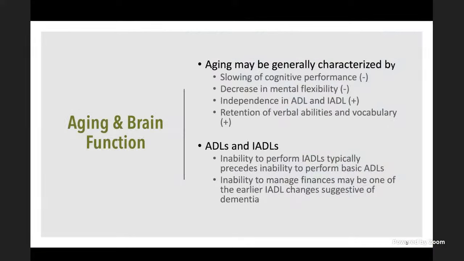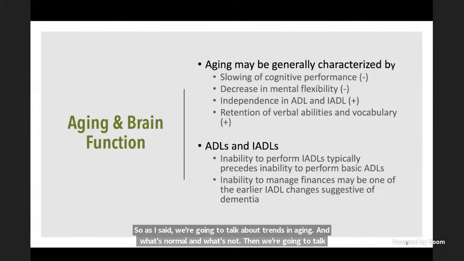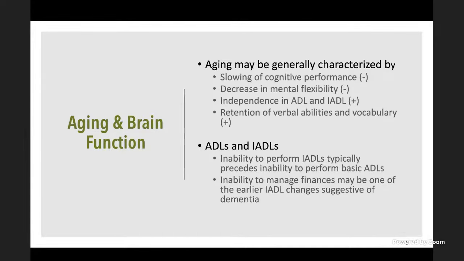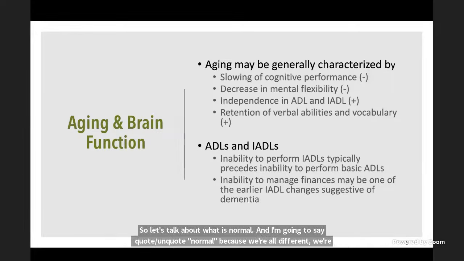So let's talk about what is normal. And I'm going to say quote unquote normal, right? Because we're all different. We're all individual. And so what normal is for me may not be what normal is for you. So let's maybe go ahead and call that optimal, right? So we all worry about our memory as we age. And so let's talk about what happens with our brain as we age.